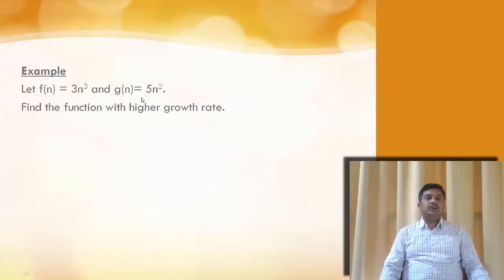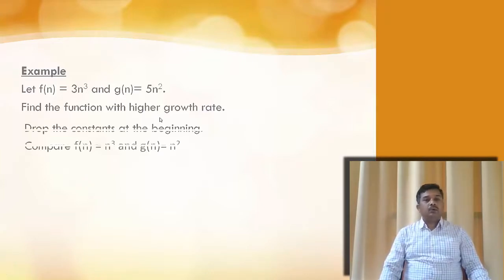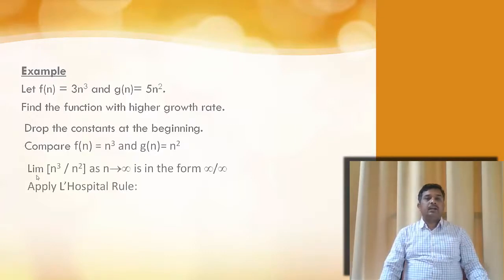So let us see with help of an example. fn equal to 3n cube and gn equal to 5n square. We want to compare which function is having higher growth rate. So what we need to do, we need to drop the constant from the very beginning. It means fn becomes n cube and gn is n square.